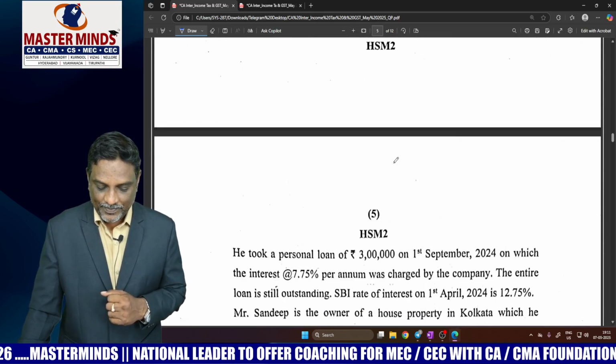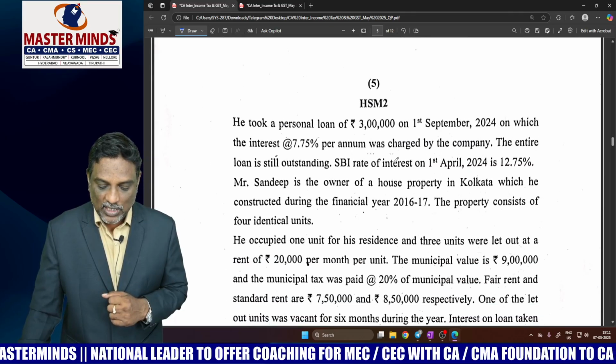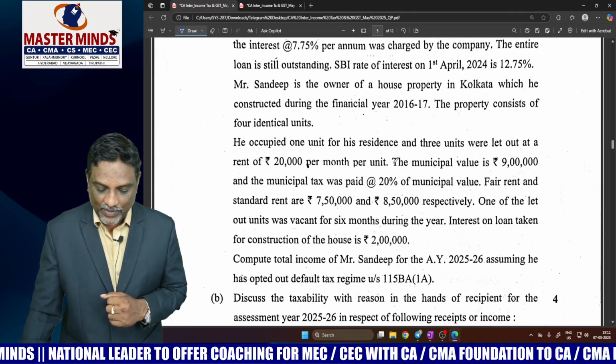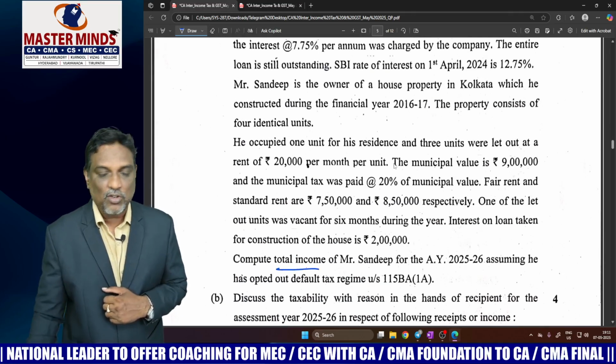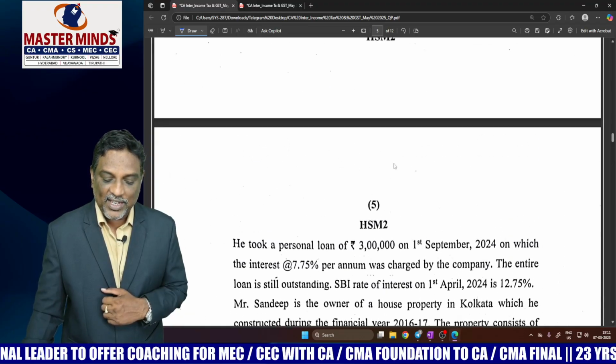Next one, this is the total income problem. My dear students, compute the total income. This is a small total income problem. It involved 2 different heads.